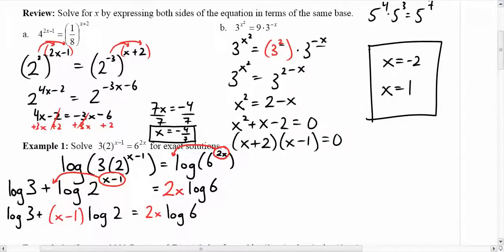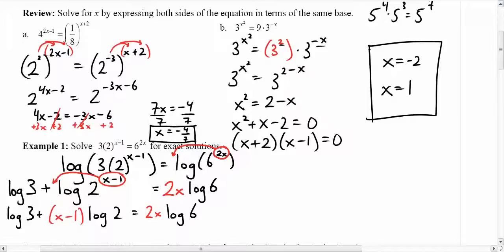Now at this point you could change the log 3, log 2, log 6 into decimals. And then this is actually just a grade 9 problem now. You're just trying to put all the x's on one side. But I want you to be able to answer this using exact answers. So I'm just going to keep the logs in there, but just keep in mind that log 3 is just an ordinary number. So is log 2, log 6.